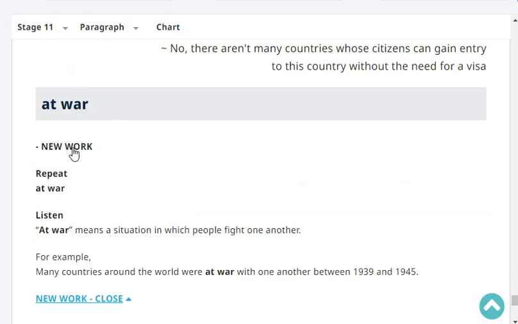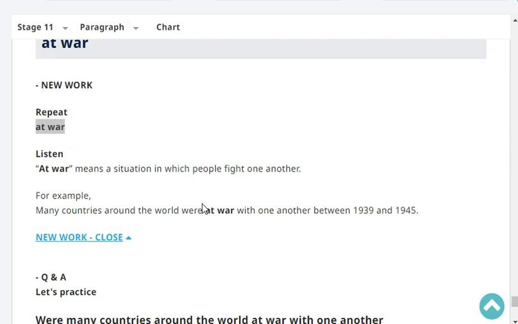Next, repeat. At war. At war. Very good, Gilson. At war means a situation in which people fight one another. For example, many countries around the world were at war with one another between 1939 and 1945, World War II.